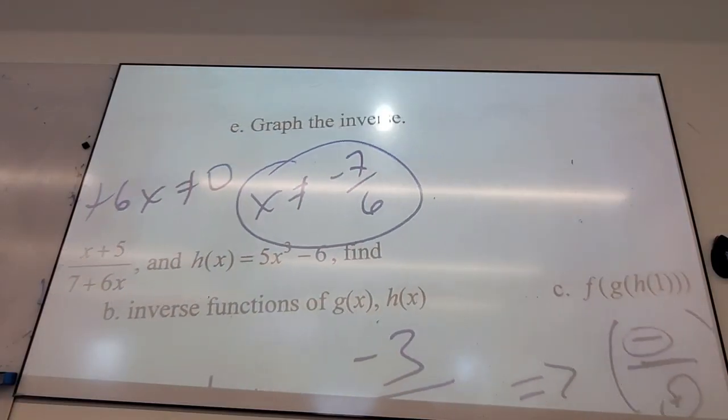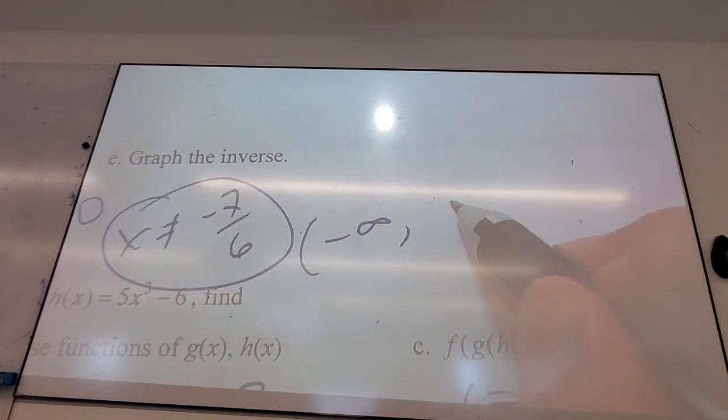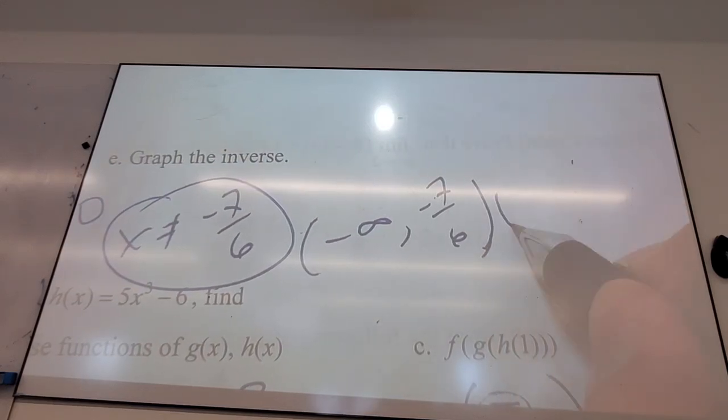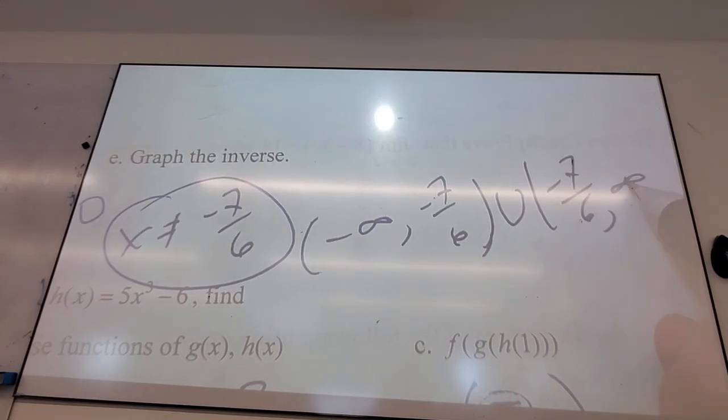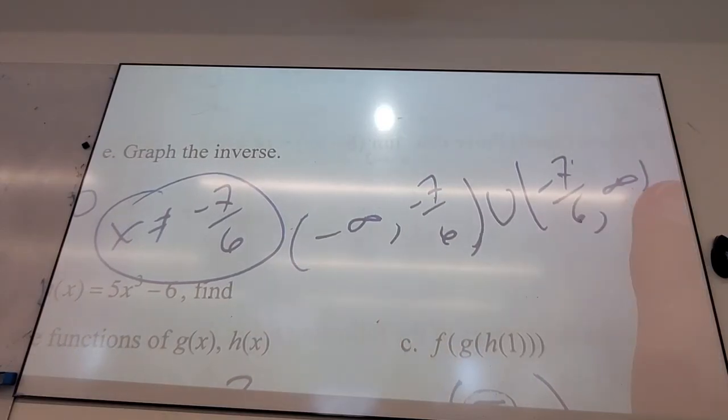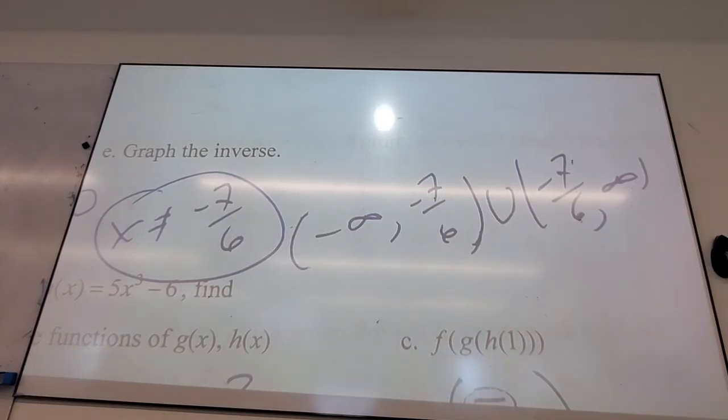That's fine with me. If you wanted to put it in interval notation, you would just do this. So it goes from negative infinity to infinity. You just skip this one thing.